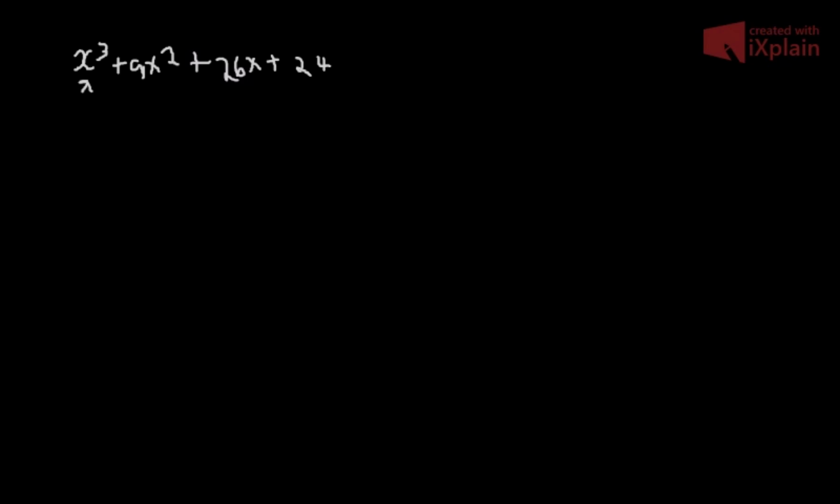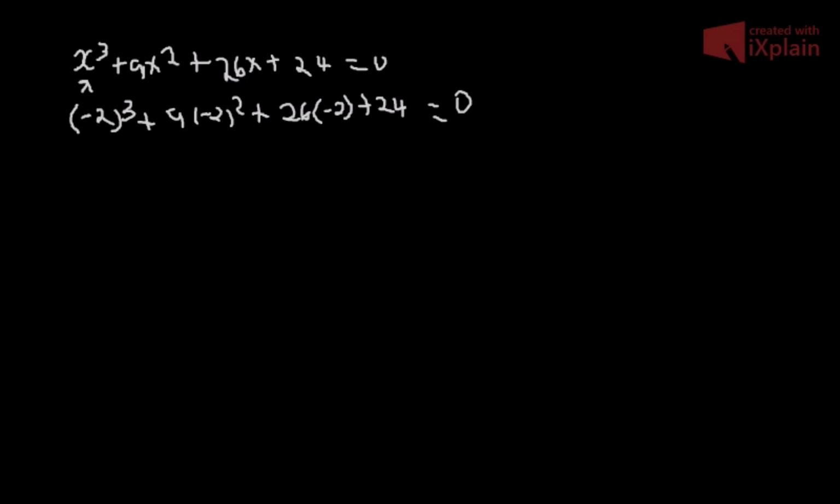Now I can say negative 2 cubed plus 9 times negative 2 squared plus 26 times negative 2 plus 24. This is equal to 0. So now that I placed it in a negative form, that means we're going to put it in a positive form, right?